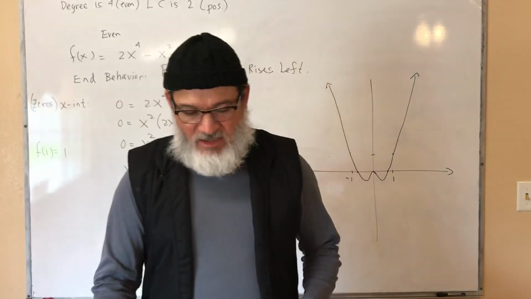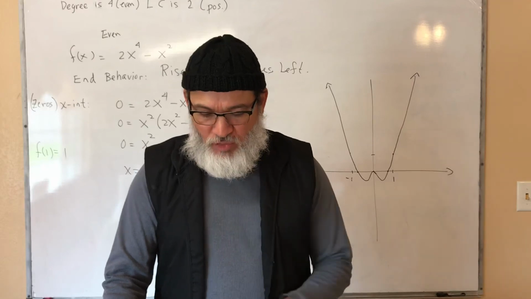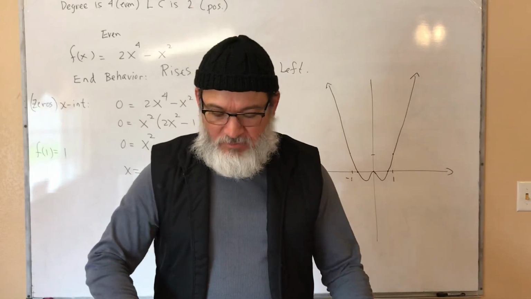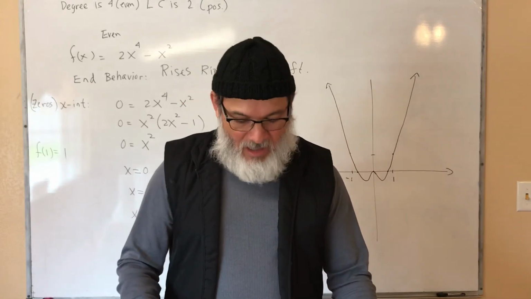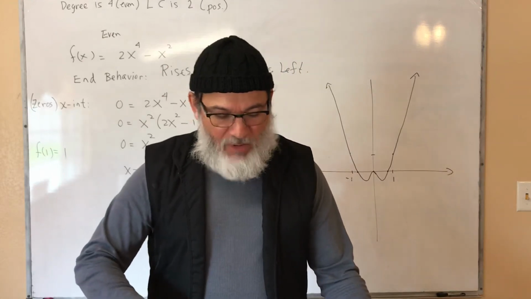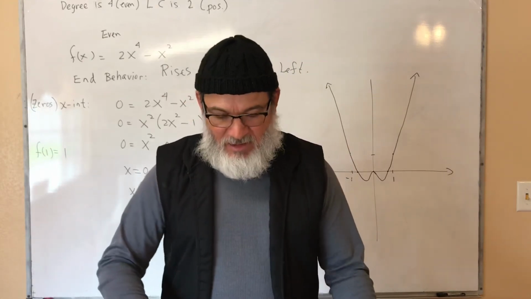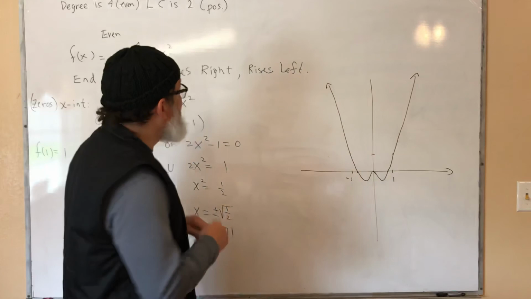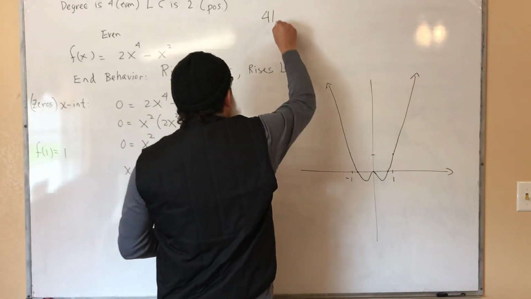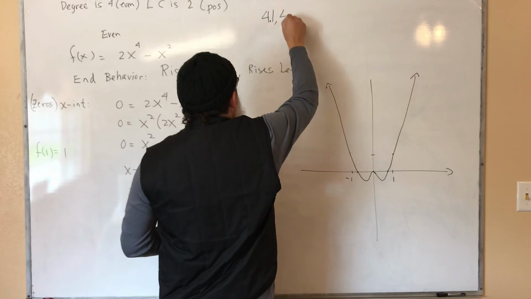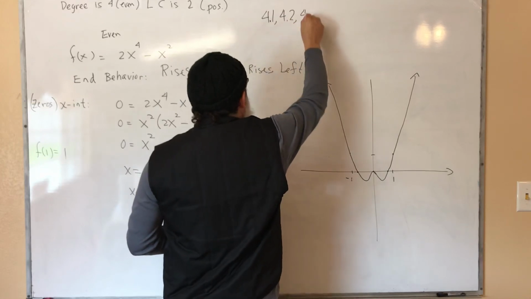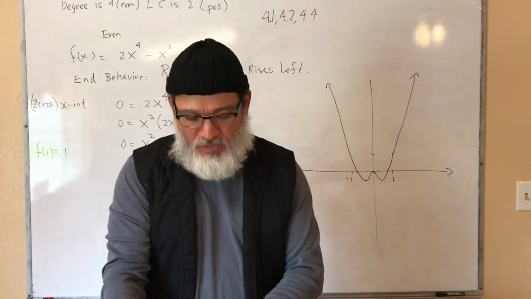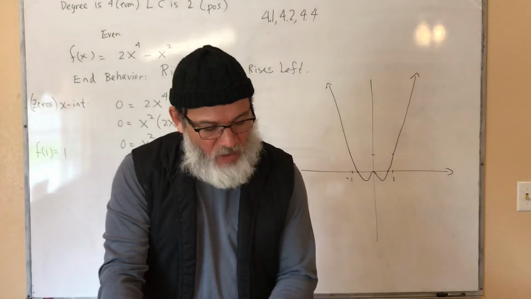All right, this was section 4.1, 4.2, okay? 4.1 and 4.2, all right? And the graphing part is in section 4.4. Guys, so now you can graph, you can do section 4.1, 4.2, and 4.4. Everybody, all right? You could do these three sections, 4.1, 4.2, and 4.4.